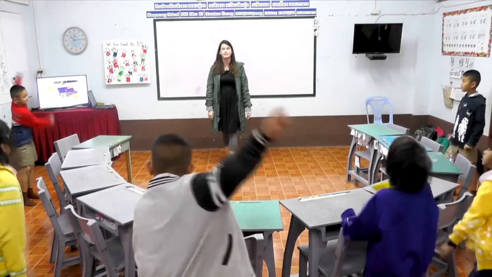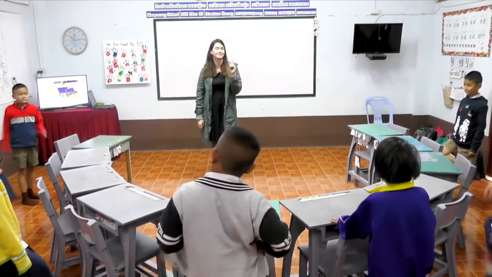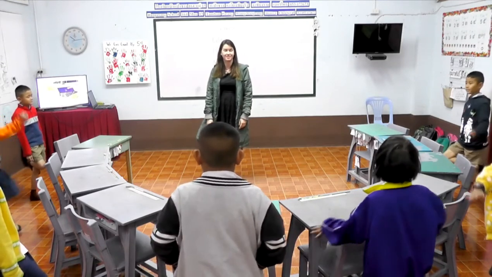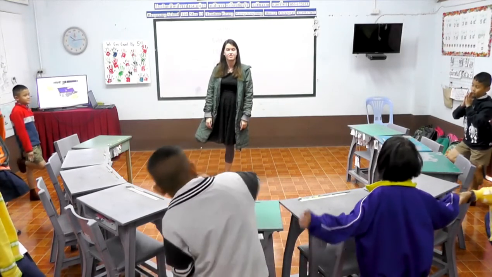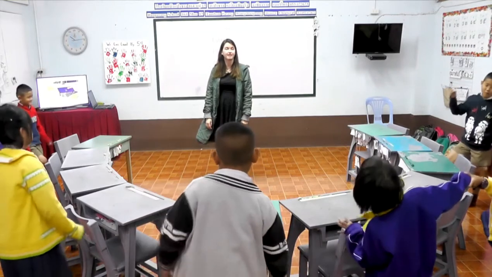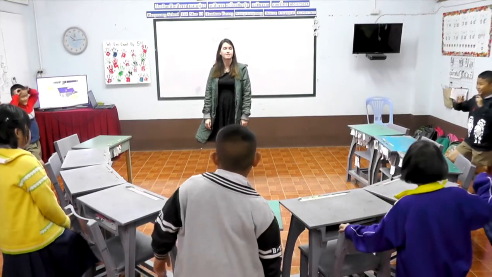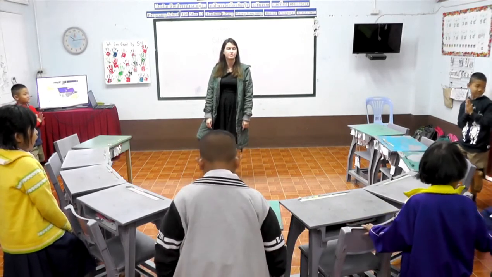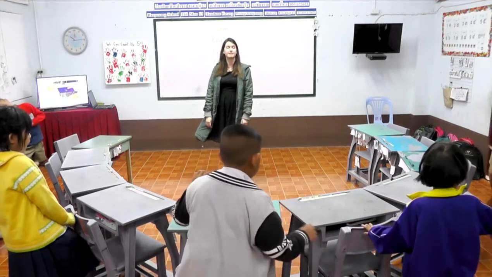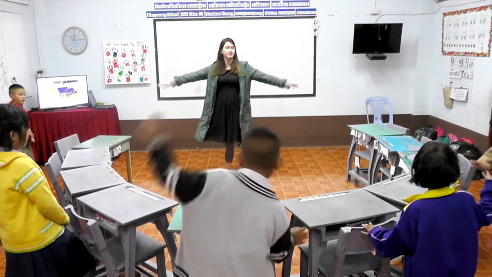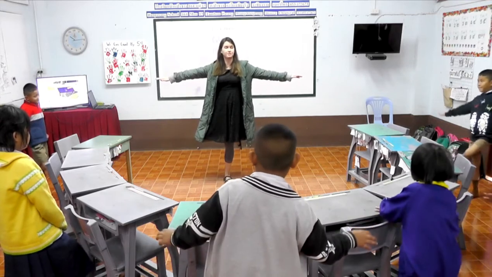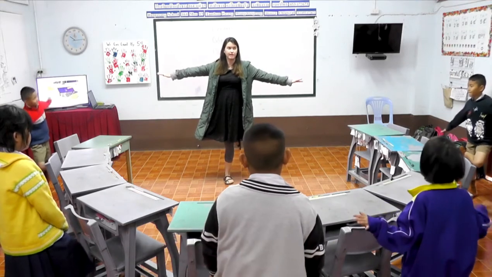Let's practice balancing. Stand on one leg. You can try to close your eyes. Try to stay as still as you can. You don't want to move. Stay as still as you can, friends. You can put your arms out, but don't move too much. Keep your balance.